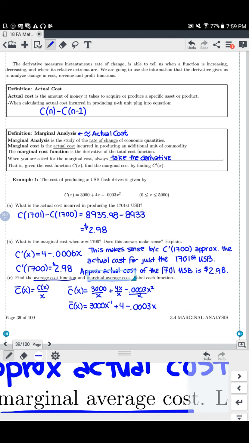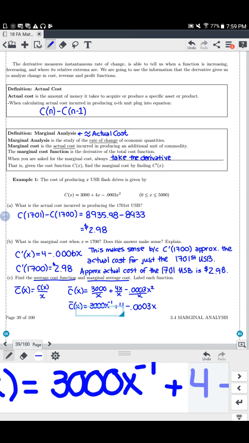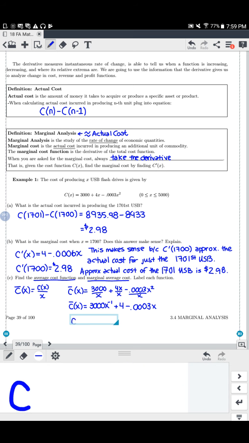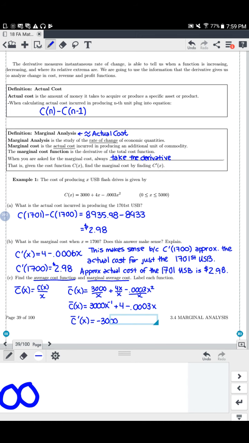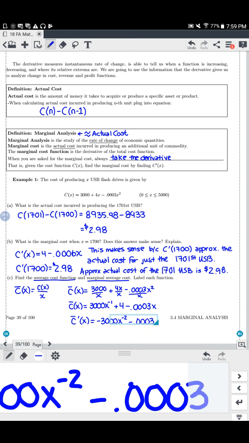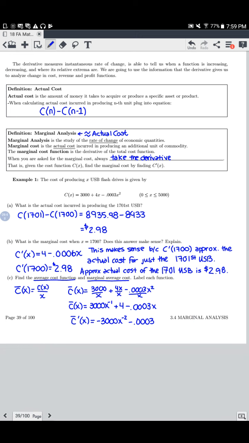I found that. And the next thing says find the marginal average cost. Marginal means take the derivative. So I'm going to say C bar prime. And my derivative is negative 3,000 x to the negative 2 minus 0.0003. And we're done.